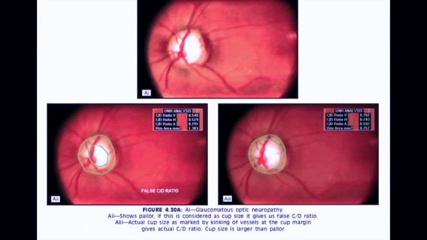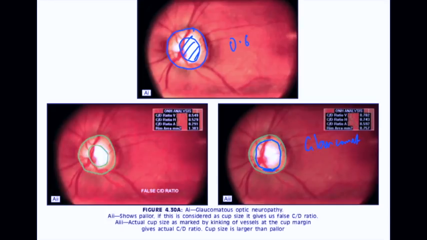So in this picture, we may think the demarcation is going to be only till this. So look at the pallor of the cup. The pallor of the cup is here, and this is going to be the disc margin. So I would say the cup disc ratio would be about 0.6 or 0.7. But look at this very closely. You can see the vessels. The vessels are going to kink here itself. So the actual cup size is larger, and you can see a small notch also here, which again shows that the cup size is larger than the pallor. So this is going to be a glaucomatous damage.